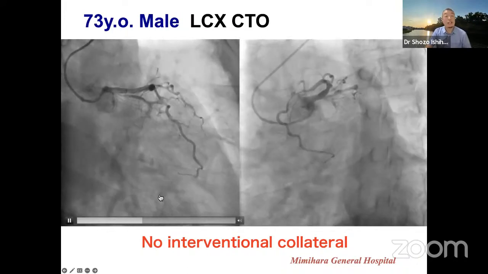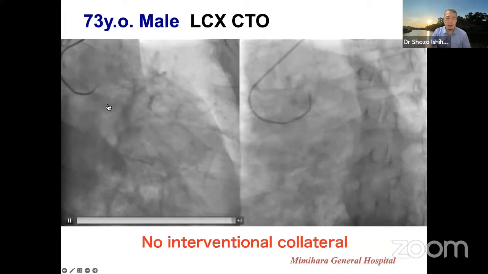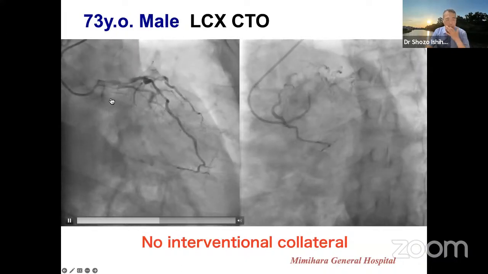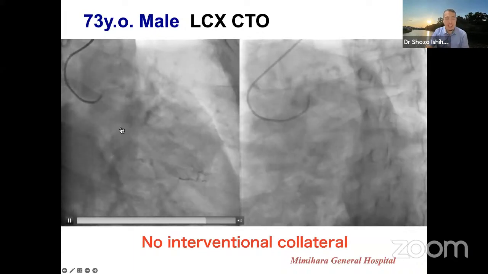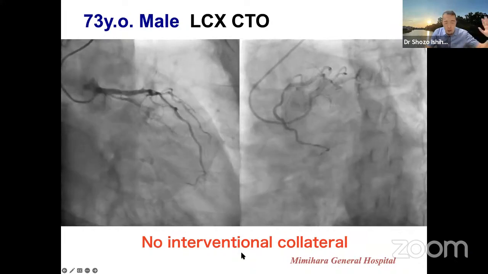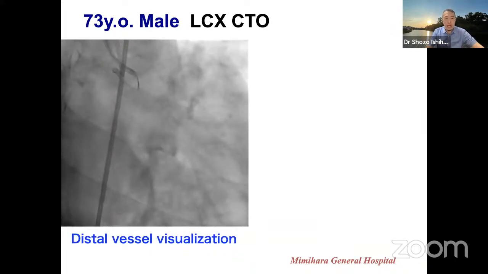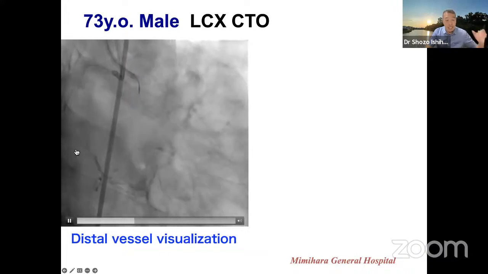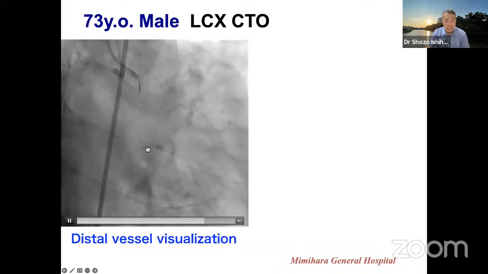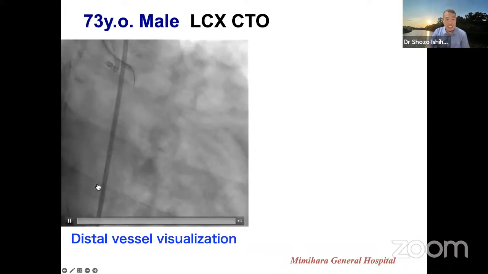This case was a circumflex CTO. Like this, the CTO region is around 20 millimeters, not so long, but it includes a bending in the CTO region, and unfortunately there are no interventional collaterals, so it is important to visualize the distal vessel. We can see the distal part like this from contralateral injection, putting in a microcatheter like this.